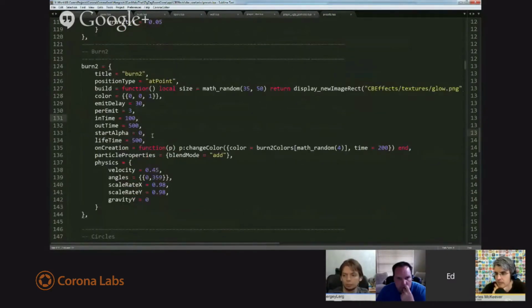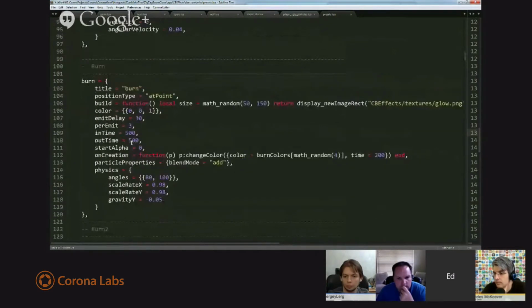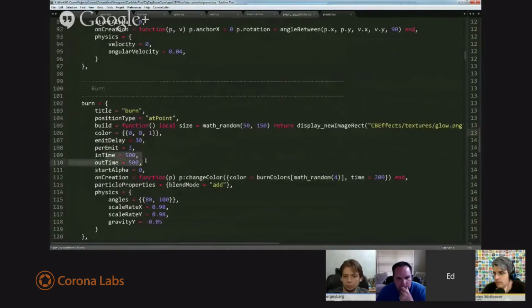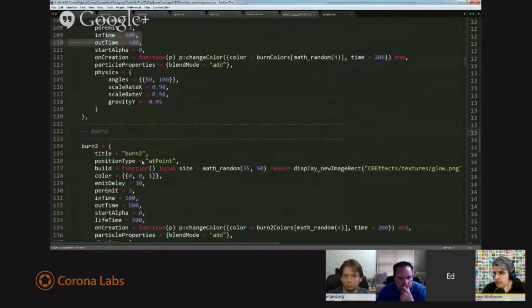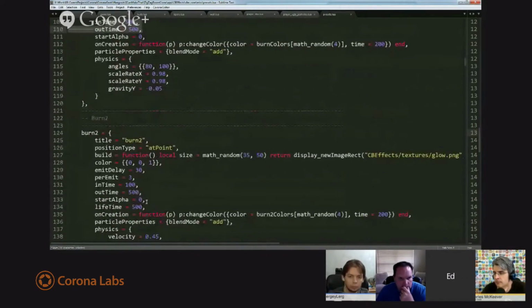Let's see. Another thing that I did was I changed the lifetime a little bit. This one did not have a lifetime parameter. As you might imagine, the lifetime will control how long the particle lives for. By default, it's probably like a third of a second. I don't know. There's probably a value. If we looked at the documentation, it would probably tell us what the default lifetime is. But the lifetime on the particles was too short, so I made it half a second so that they would hang around.